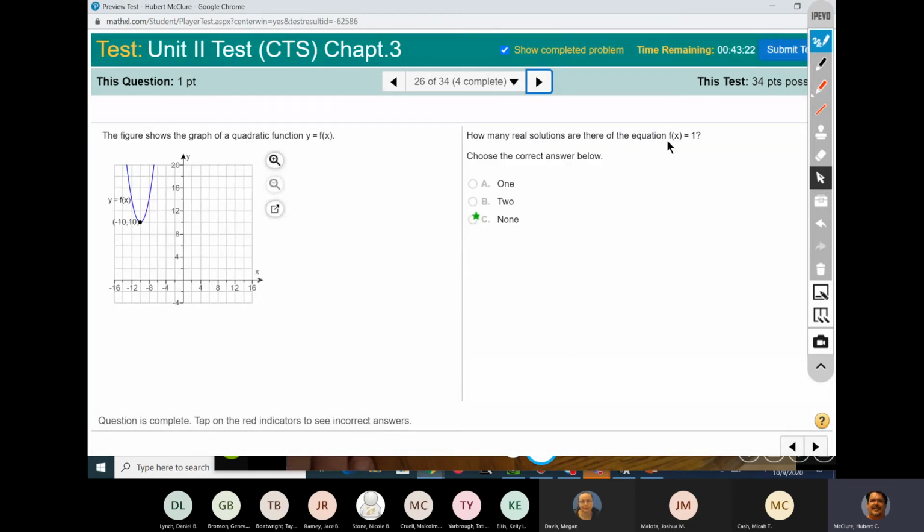How many solutions are there? F of x is equal to 1. The graph shows the quadratic function. How many real solutions? Do we have any x-intercepts on this one? No. So there's no solutions. No x-intercepts is the same as no solutions.